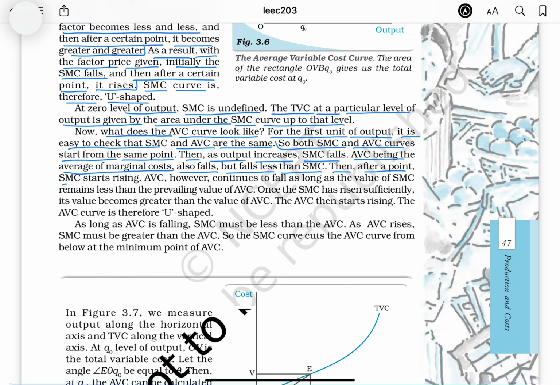Then after a point, SMC starts rising. AVC, however, continues to fall as long as the value of SMC remains less than the prevailing value of AVC. Once the SMC has risen sufficiently, its value becomes greater than the value of AVC. The AVC then starts rising. The AVC curve is therefore U-shaped.